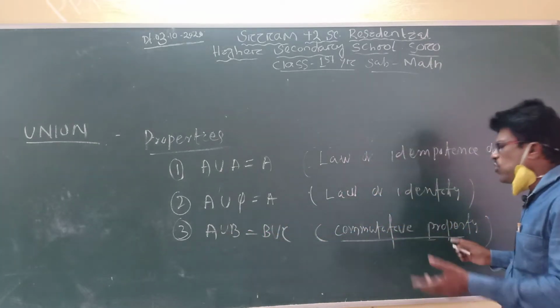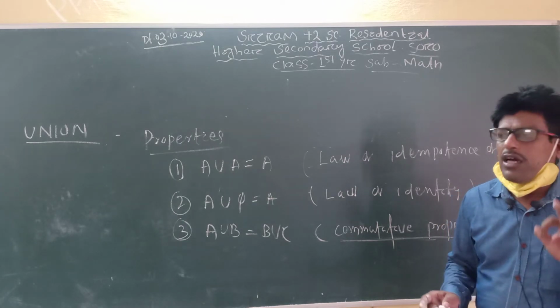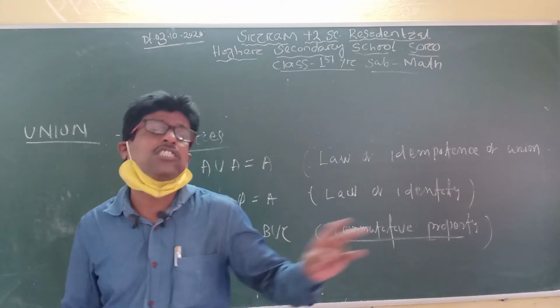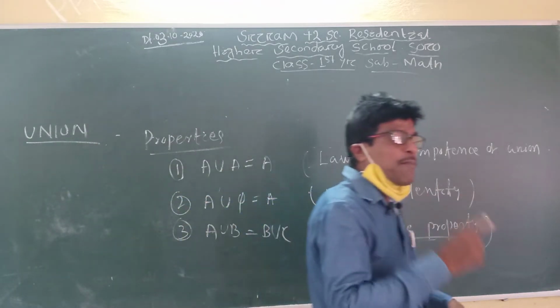That is commutative. In Odia we call it Krama Binimai. In your high school level, you already studied Krama Binimai. That is called the commutative property of union. So that is the third property of union.